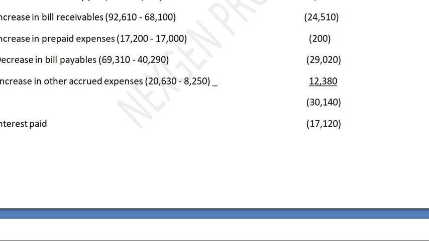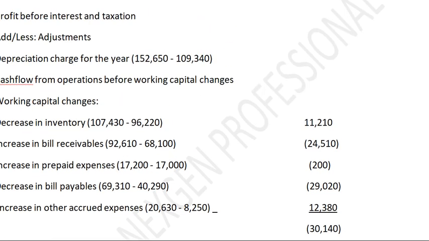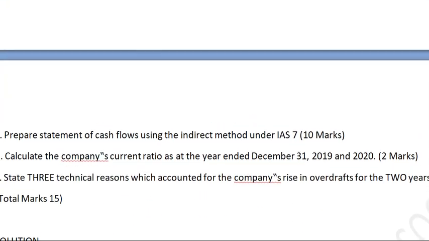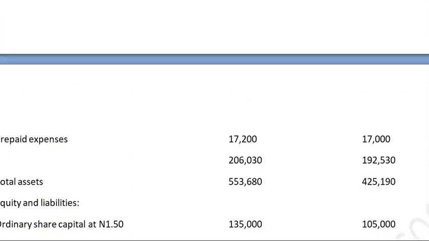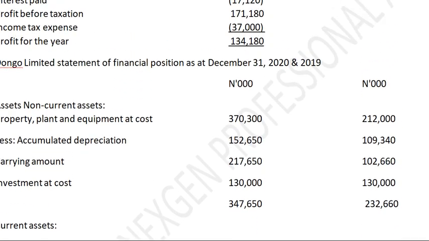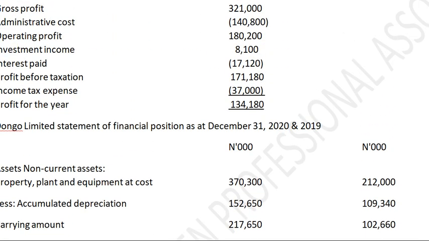Are we together? So when we less interest paid of 17,120 is in the question, I can take you back there very quickly. Interest paid for the year is stated there. We're told interest paid for the year in the profit and loss account. Interest paid is 17,120, which we less.